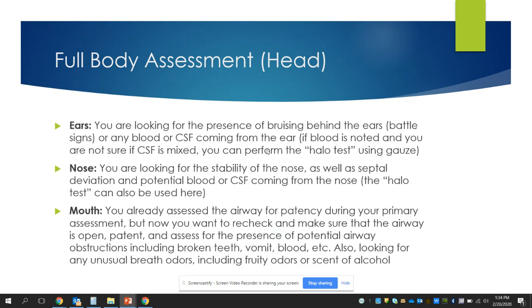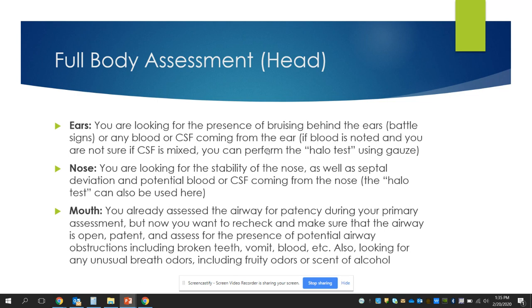So as we continue on with the head, we're going to start looking at the individual areas. At the ears, we're looking for blood, cerebrospinal fluid. We're also looking for bruising behind the ears called Battle's sign. It's difficult to know if there's any cerebrospinal fluid mixed in with the blood, and the way that we can tell that is by taking a piece of clean gauze and dipping it into that blood. And if we see that separation of cerebrospinal fluid around the blood, we call that the halo test. And so that's a good way to know that that's actually cerebrospinal fluid leaking out.